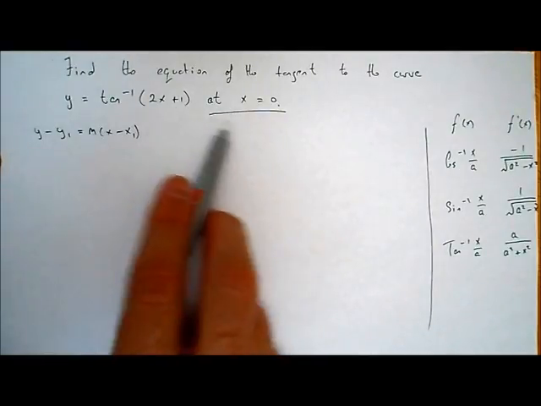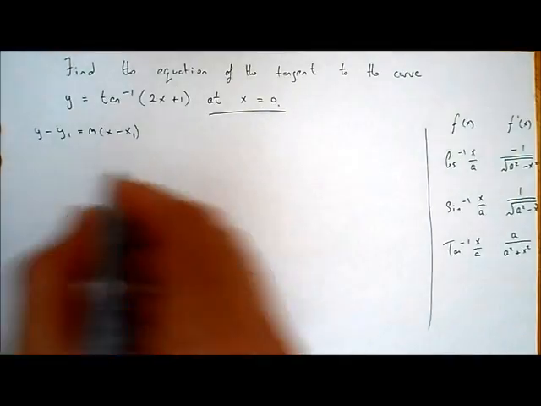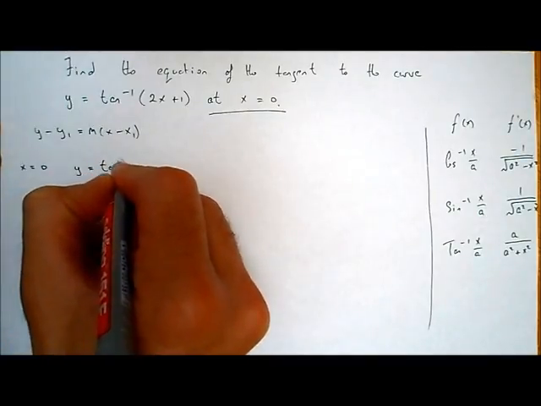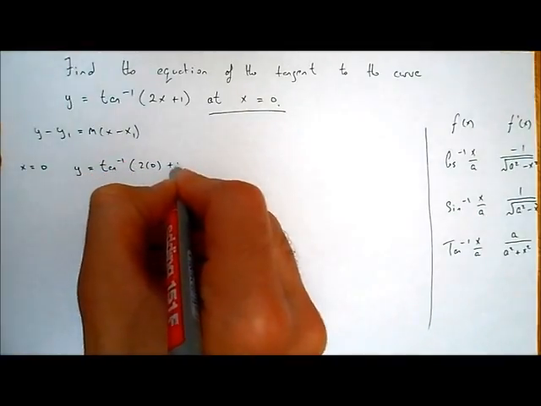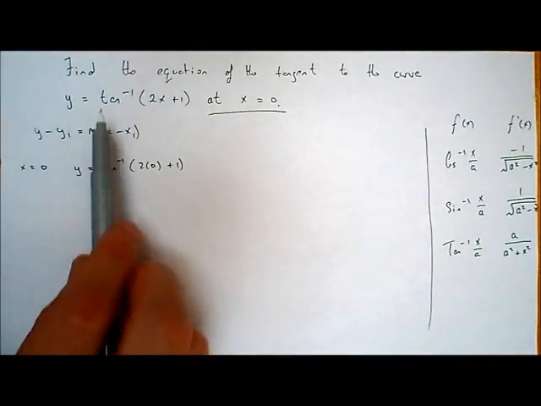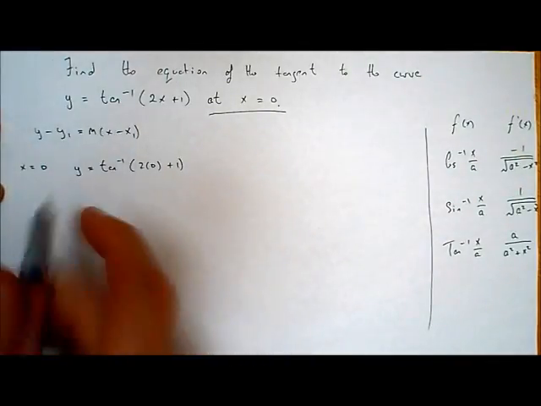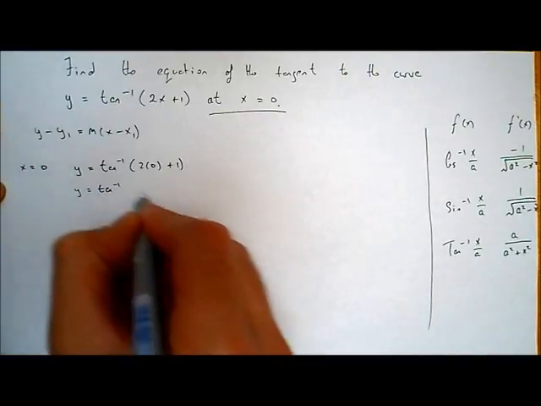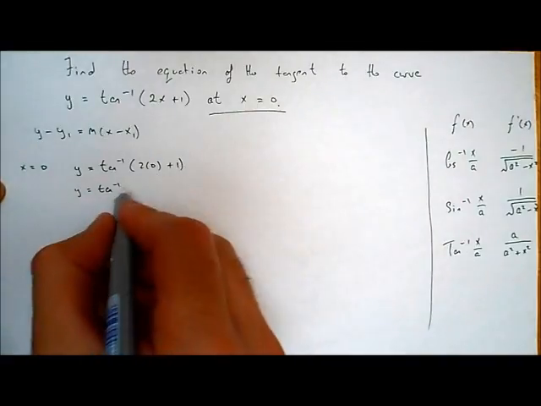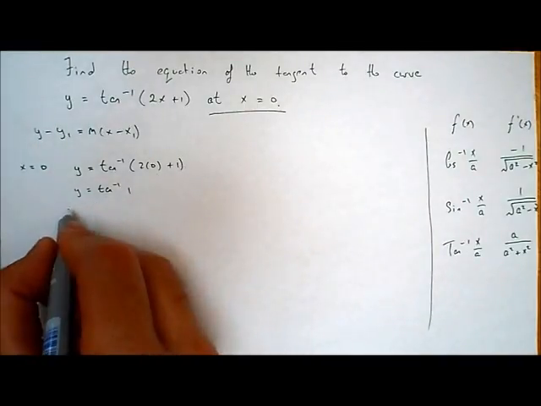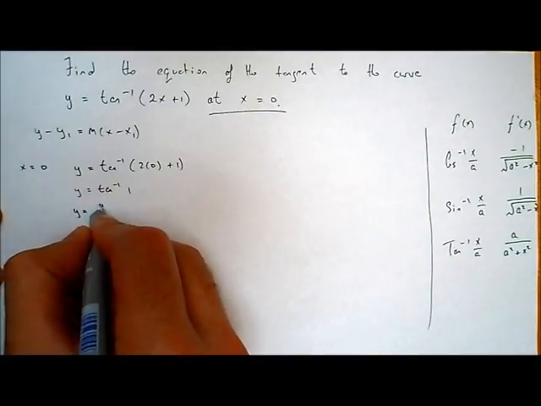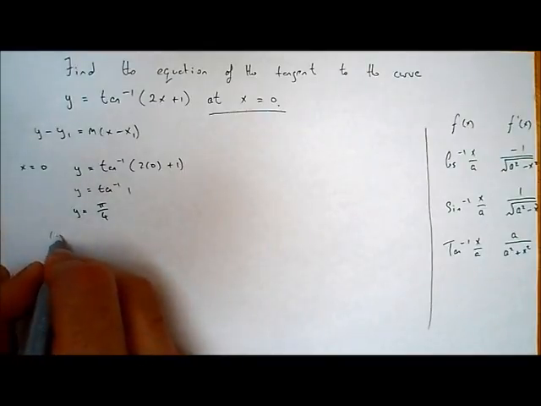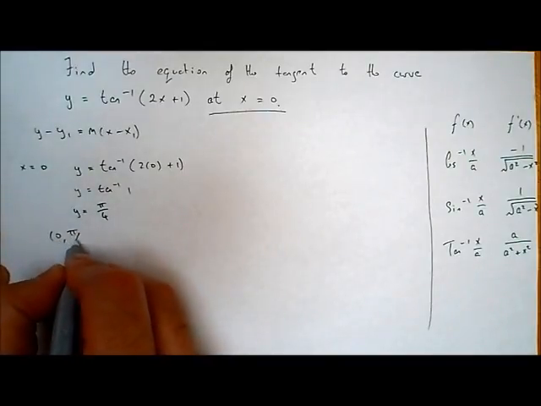Okay, so let's first of all find out when x is 0, what is the value of y? So when x equals 0, then y is equal to tan inverse (2 times 0 plus 1). To find out what y is, I'm just filling in x equals 0 into this equation here. So y is equal to tan inverse (2 by 0 is 0, plus 1), so tan inverse 1. In radians, I get y is equal to pi over 4. So when x equals 0, y is equal to pi over 4. So this is our point: x is 0, y is pi over 4.